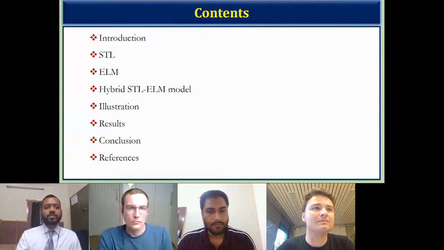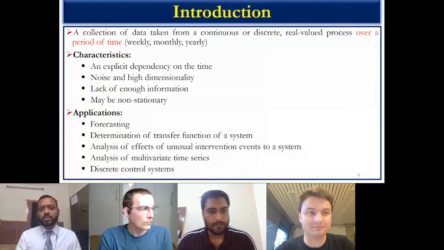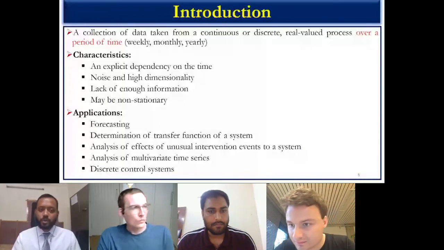So start with the introduction. Time series is nothing but a collection of data from a continuous or discrete real valued process over a period of time. It has certain characteristics, for example, an explicit dependency on time, obviously, noise and high dimensionality, lack of enough information, maybe non-stationary too.